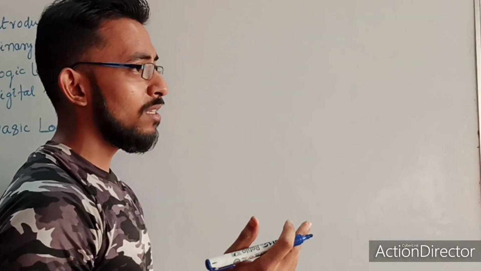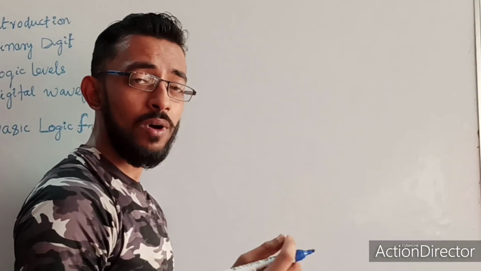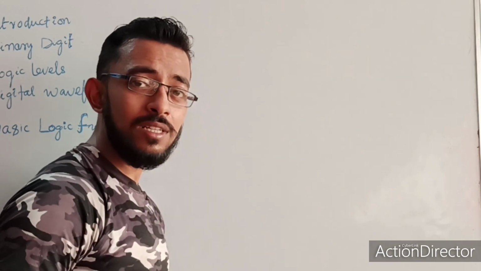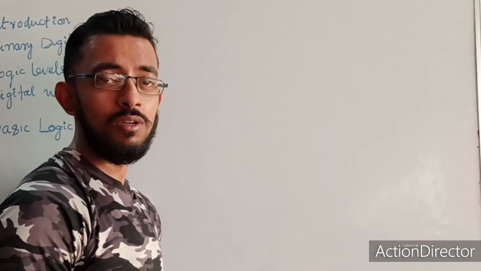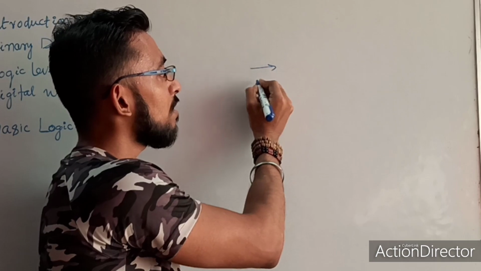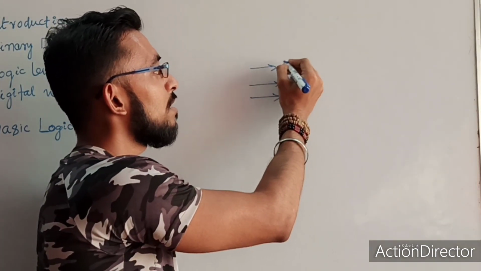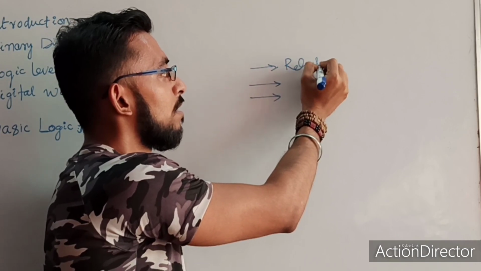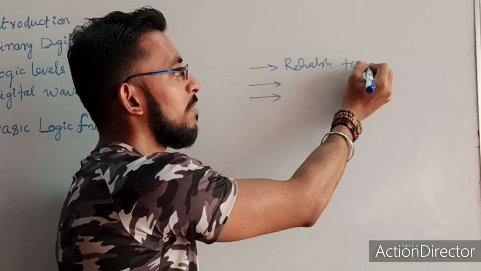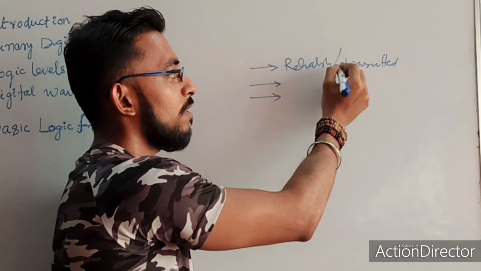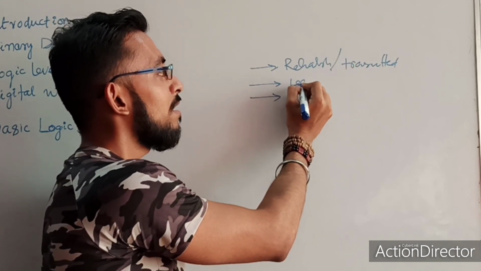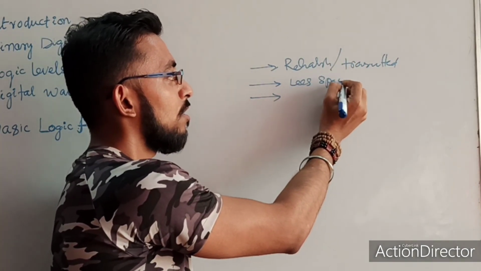One of my students, I think Chinmay, asked this question: sir, why are we using this discrete signal even though we can use the analog signal which we can see? So these are the three reasons for which we are going to use the digital signal. What? First one is, it is reliable and can be easily transmitted. Okay. Second one, it needs less space to store the data.